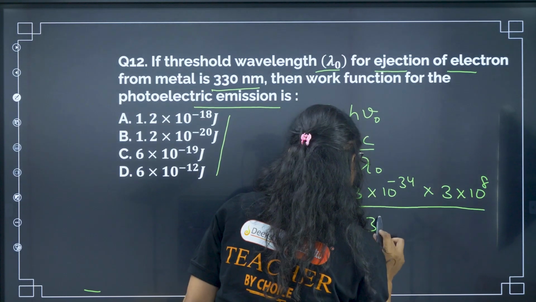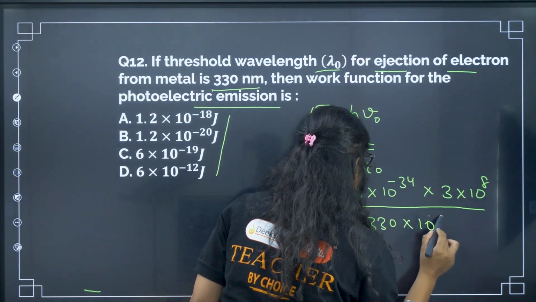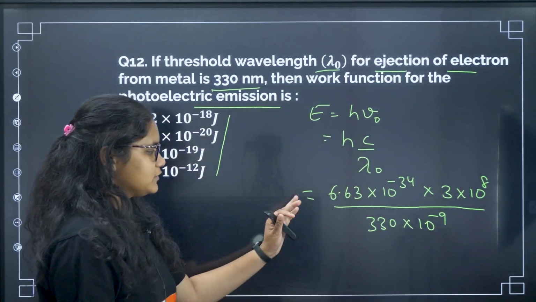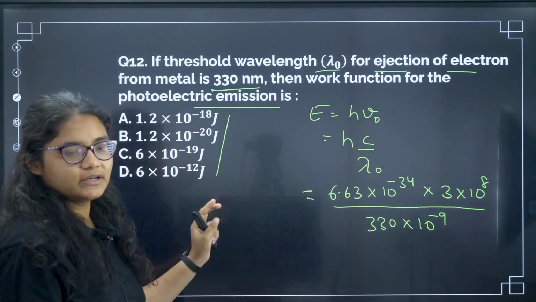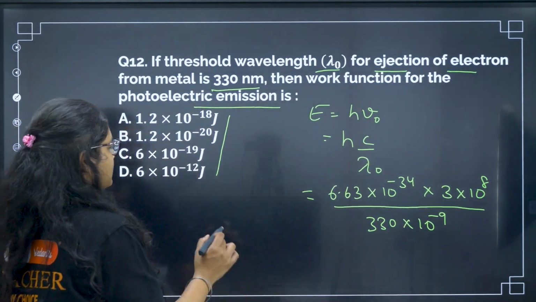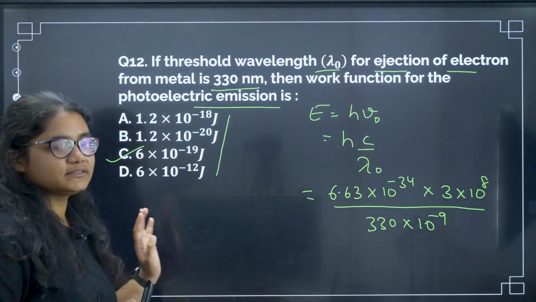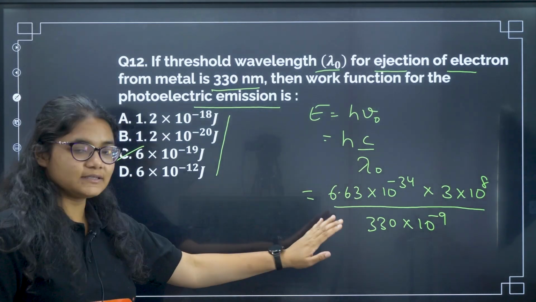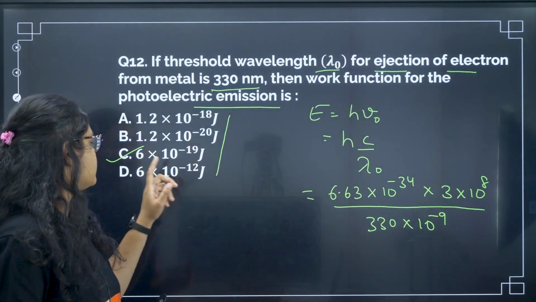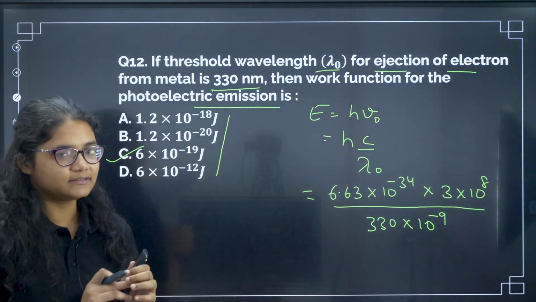And lambda 0 is 330 into 10 to the power of minus 9. Okay. So just do this calculation. This is a simple calculation. If you do this, you will get an answer around 6 into 10 to the power of minus 19 joules. Okay, the correct answer for this question is option number C. So this is a simple calculation, I am not doing it. You have to do the calculation and check whether you are getting this answer or not.